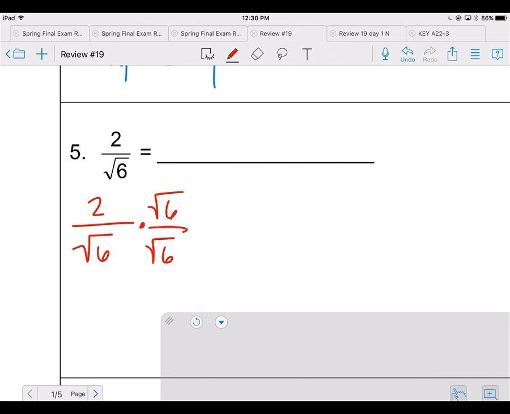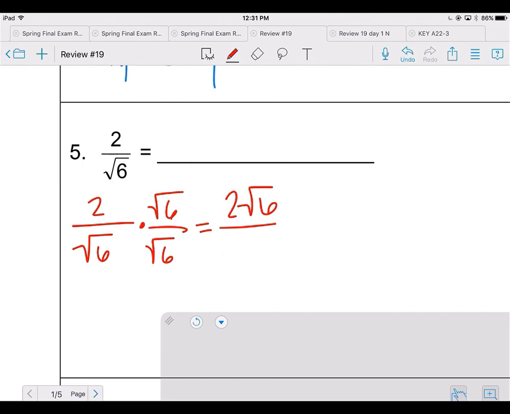Remember that math is all about equality. So whatever you do to the top, you have to do to the bottom. Otherwise, it changes the value of the problem. On the top, 2 times the square root of 6. 2 is on the outside. The square root of 6 is on the inside. I can't combine them whatsoever, so I simply rewrite them.